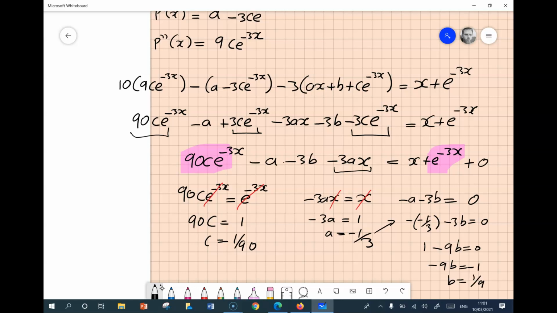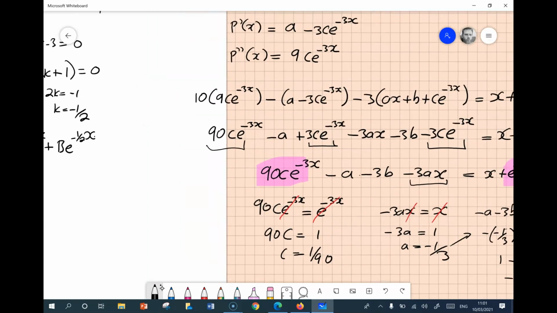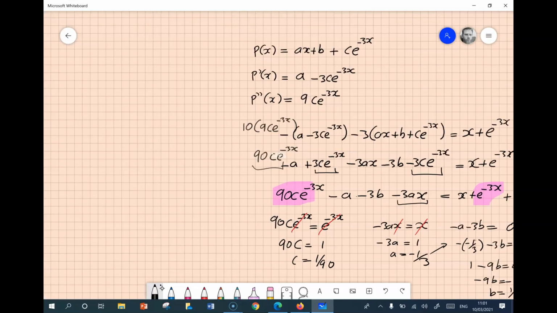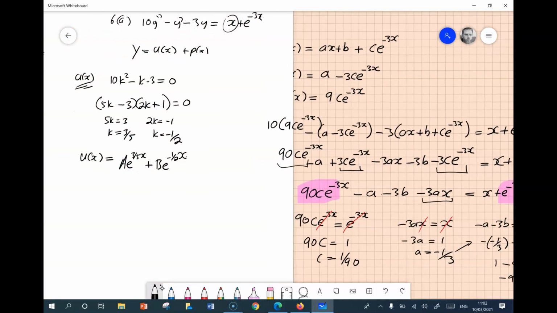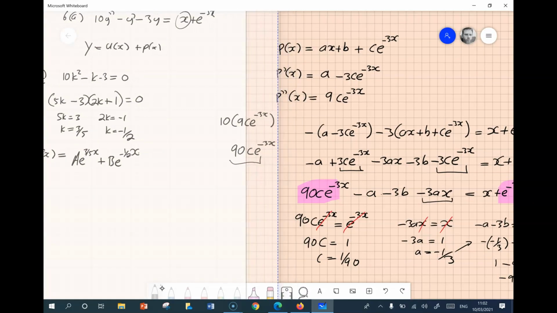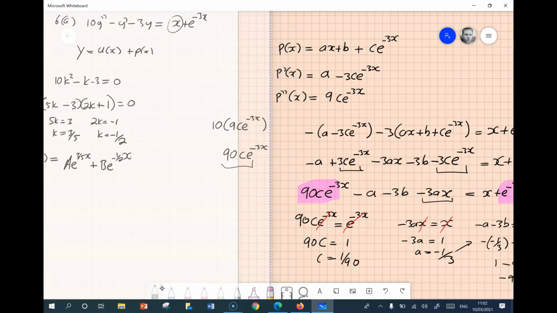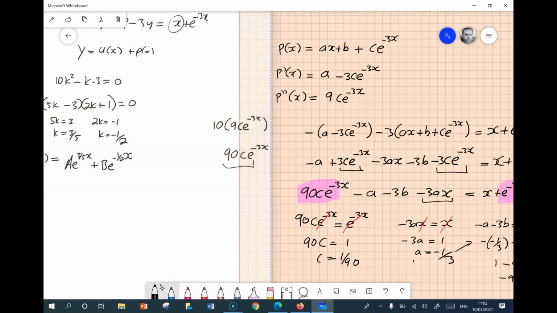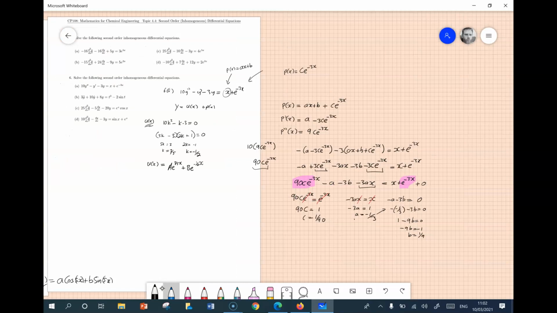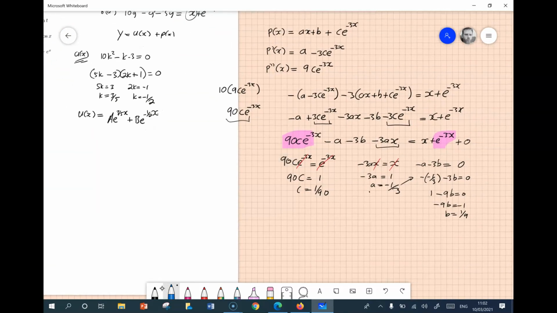So I've got my a, my b, and my c. So I can now write down what my p of x is. My p of x here is ax plus b plus c e to the power of minus 3x. So let's put that together. So p of x in that case is equal to ax plus b. So a is minus 1/3, so minus 1/3 x plus b, which is a ninth, plus c e, so that's 1 over 90 e to the power of minus 3x.